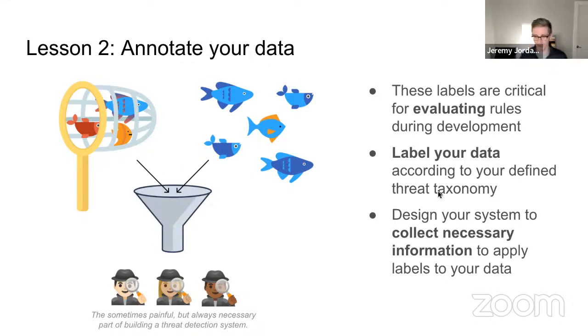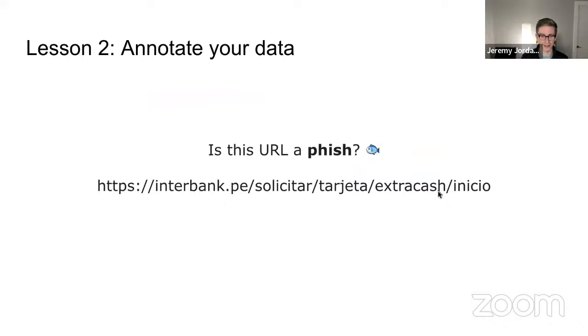It's also important to be able to collect the necessary information to apply labels to your data. And this is, I think, one of the really challenging areas of applying machine learning and labeling data within cybersecurity. So a couple of examples. If you look at this URL and are trying to label it as, is this a phish or not? Just looking at the URL alone, it's kind of hard to say. Maybe it's a phish. It looks a bit unfamiliar to me, but I don't know for sure.